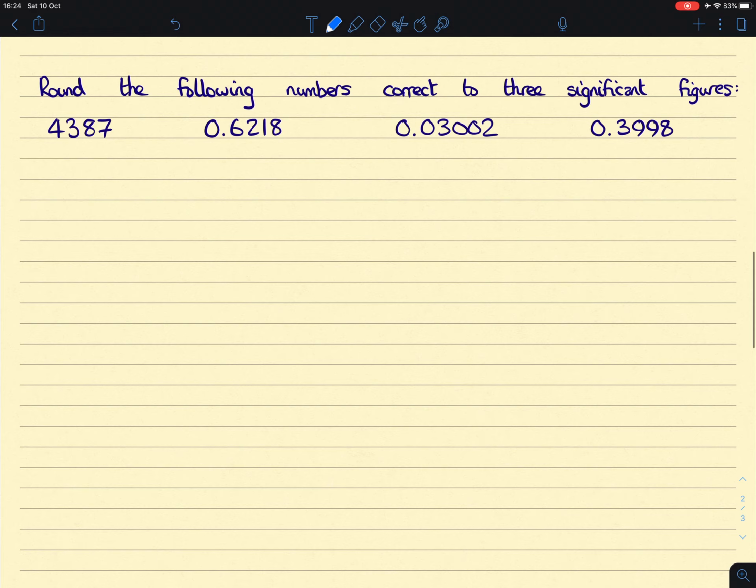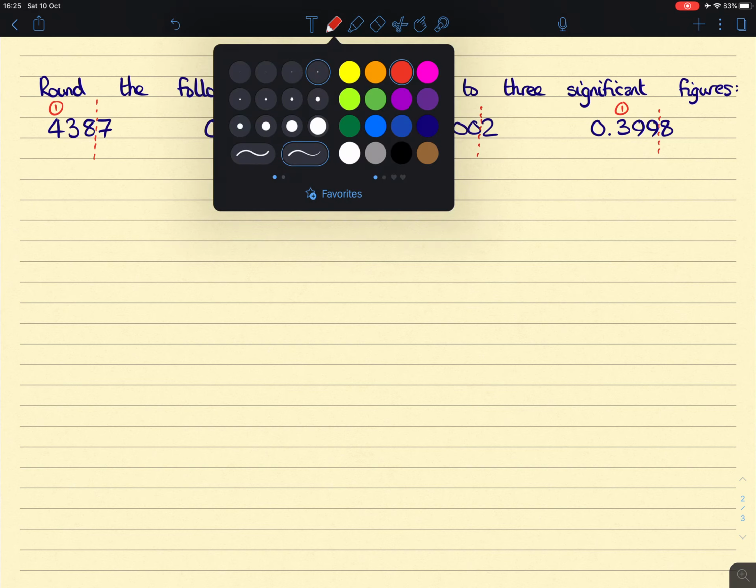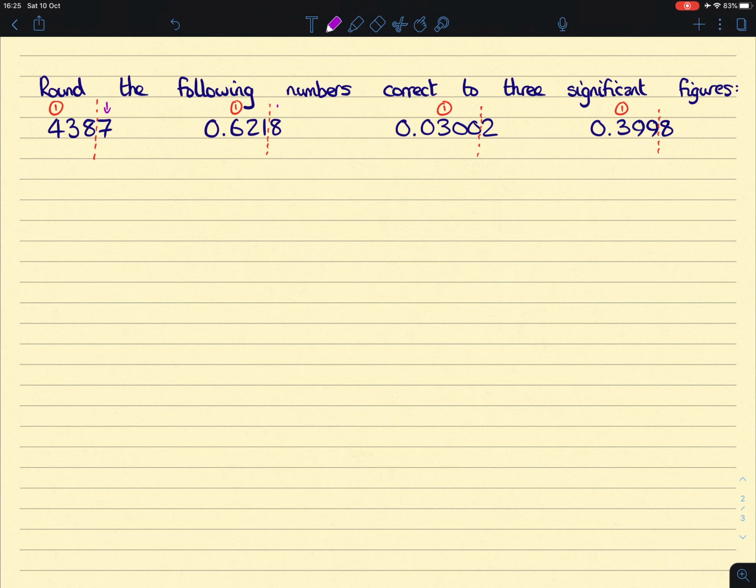And lastly, rounding to 3 significant figures. Again, identify what the first significant figure is. The first digit that is not a 0, which is all of those I've highlighted there. The second digit will be the one after that, the second significant figure even, and then the third significant figure will be after that. So this is after the third significant figure, after the third one, after the third one, and after the third one. Then look at the digits afterwards to see whether or not the third significant figure will stay the same or round up.